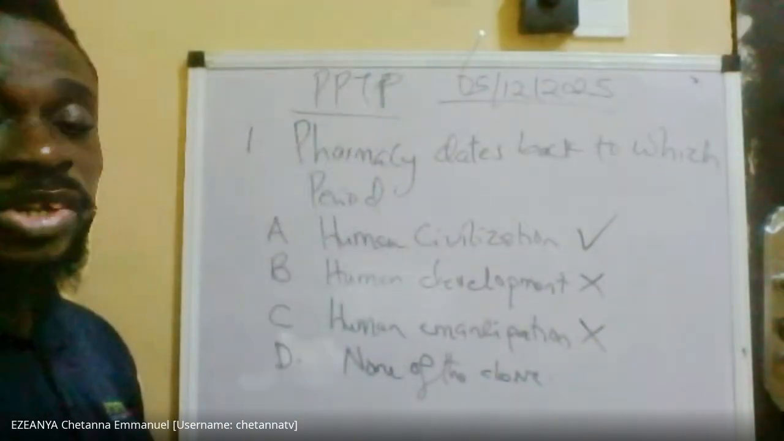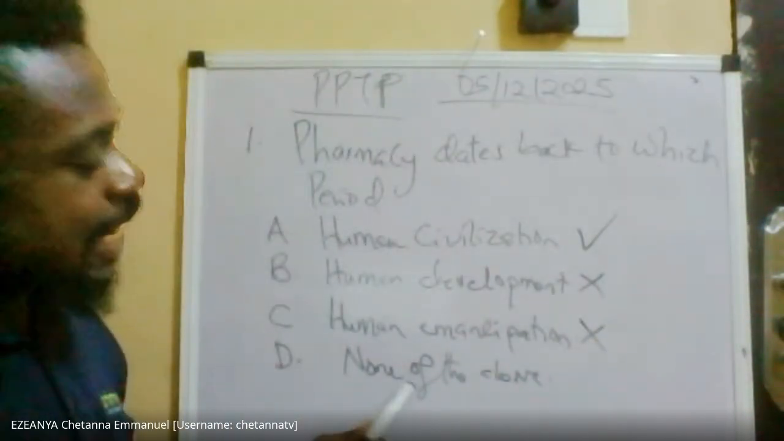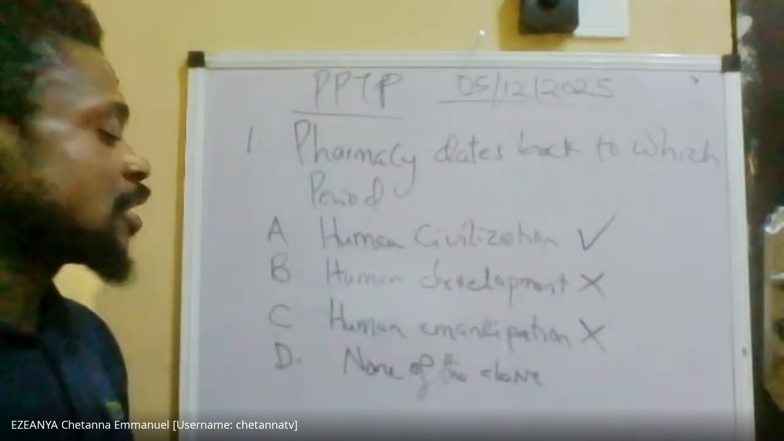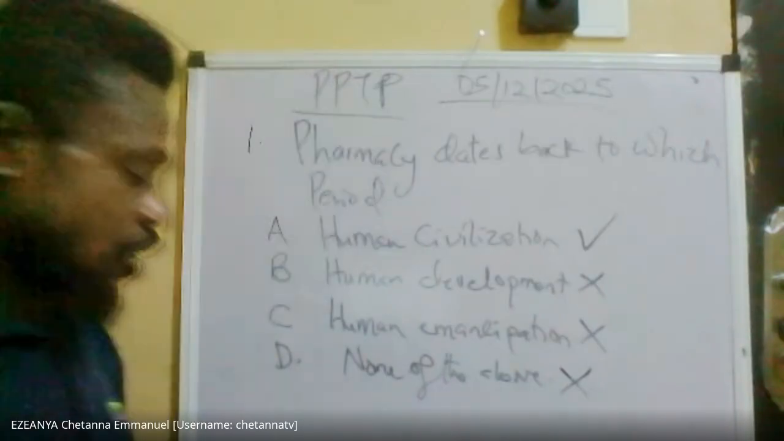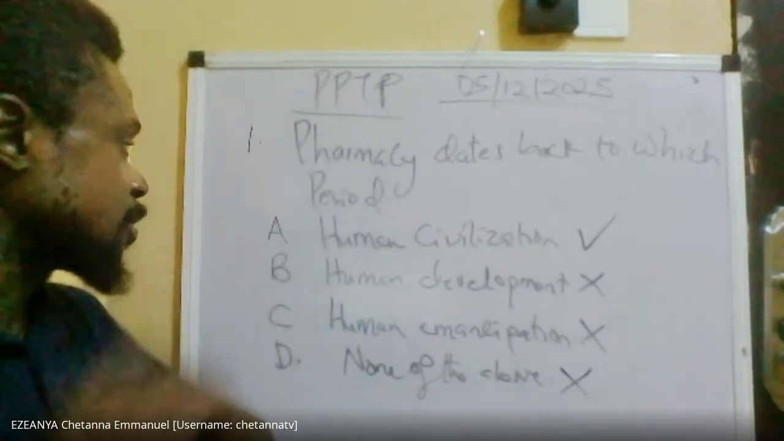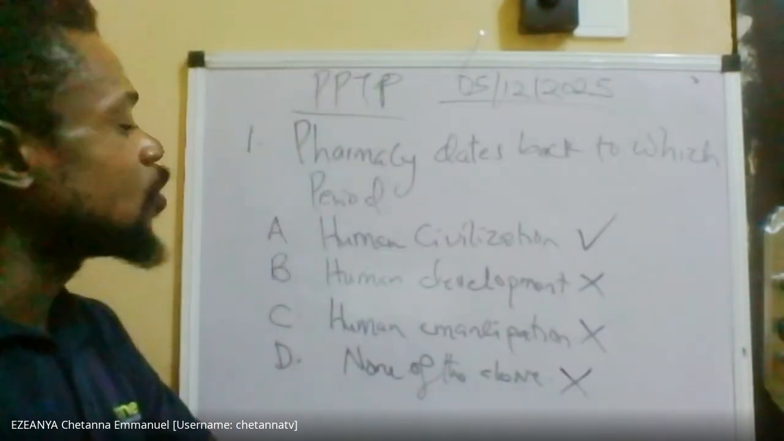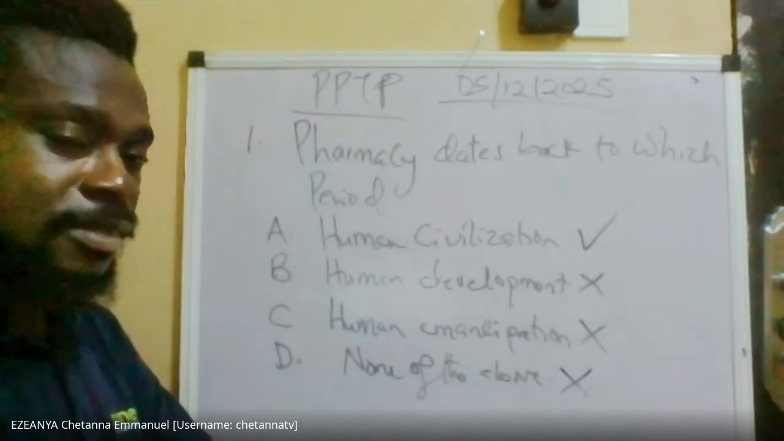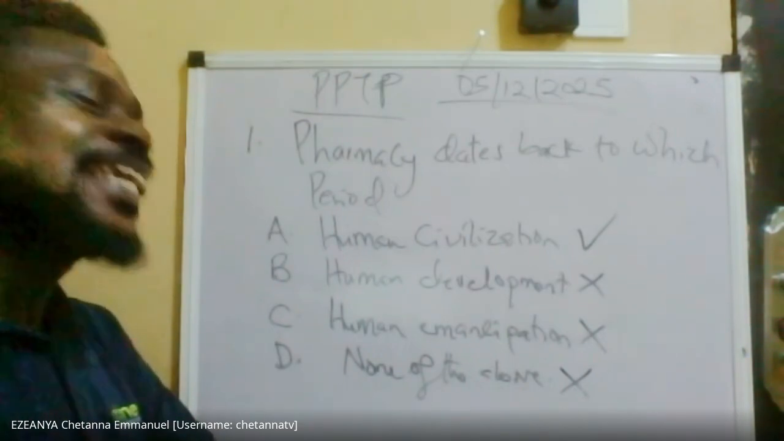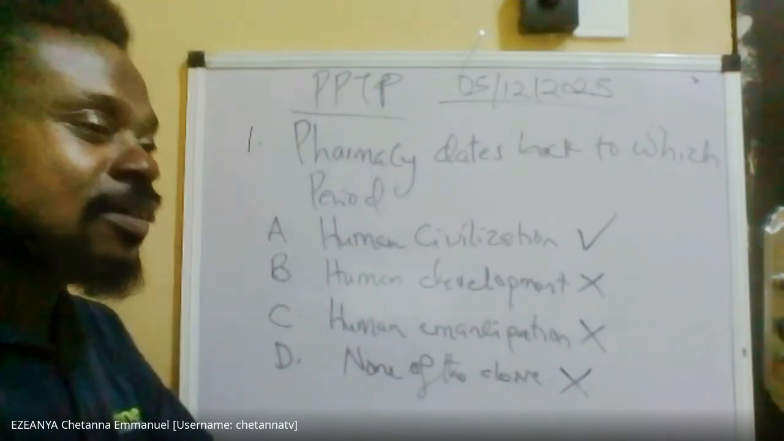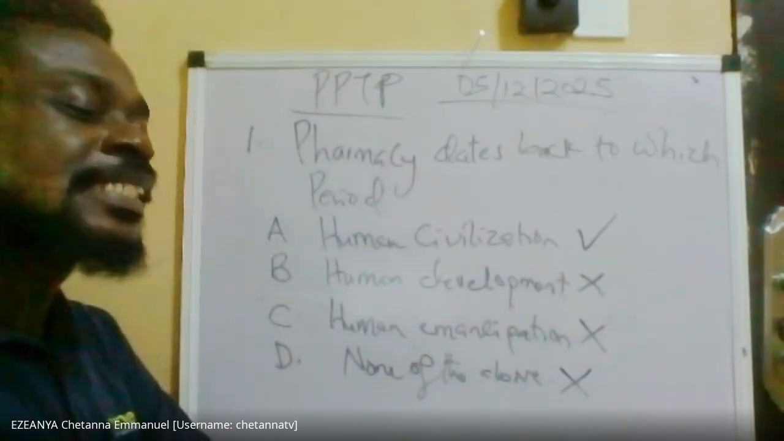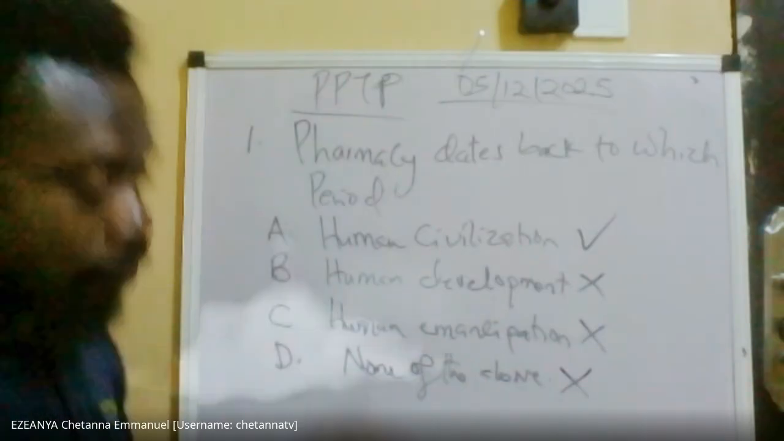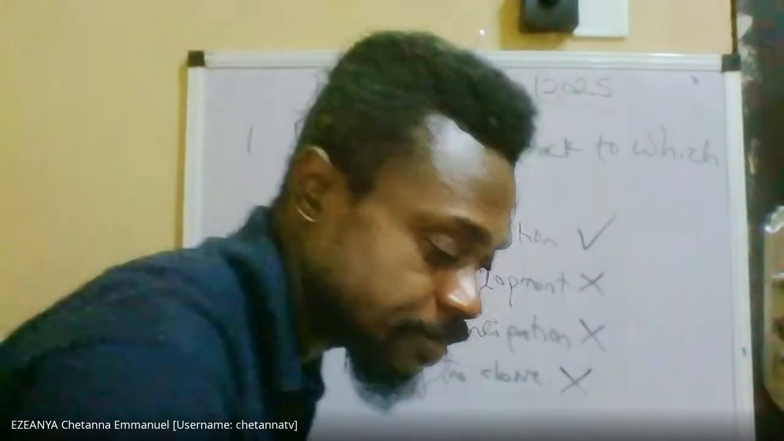D says none of the above. The answer cannot be none of the above because we have already pointed out the answer. So this renders this option incorrect. So pharmacy dates back to the period of human civilization. In fact, it is as old as the existence of human beings. That's the summary of the whole thing. So let's look at the second question.